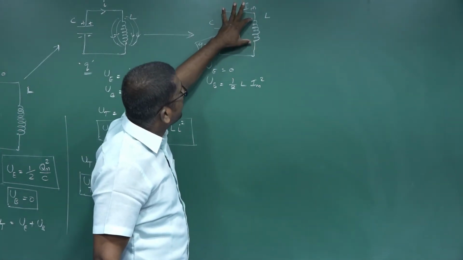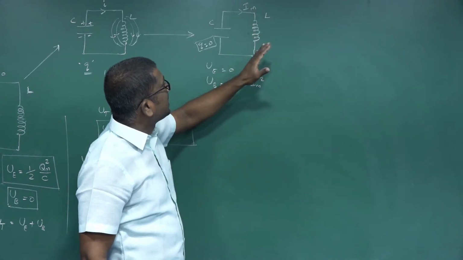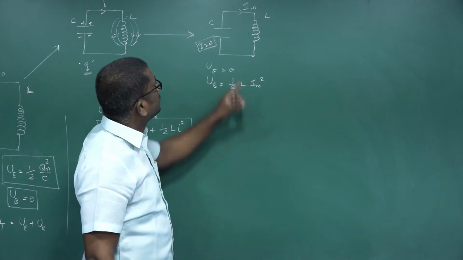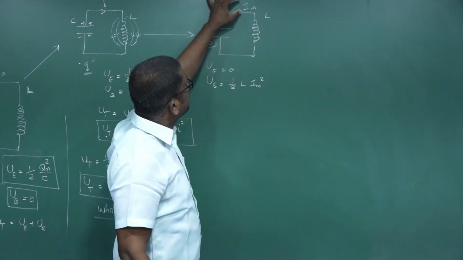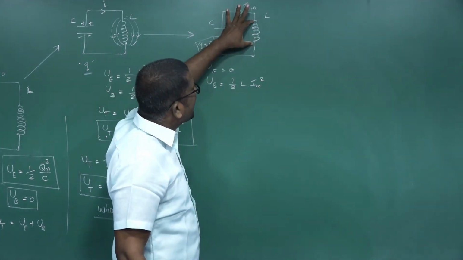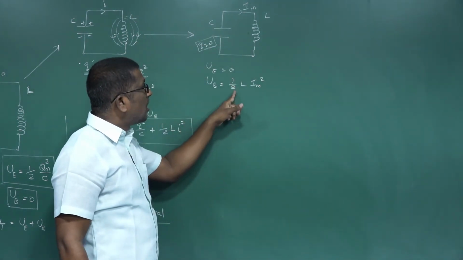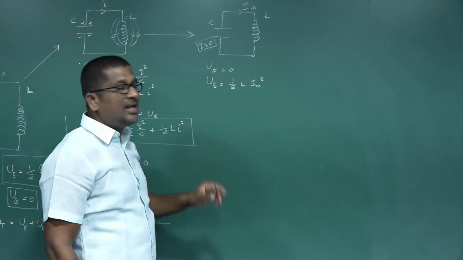This is because the inductor does not stop the current immediately. So that is why the current flowing through the inductor is a maximum. So the maximum amount of magnetic energy stored in the inductor is given by U suffix B is equal to (1/2) L I M squared.